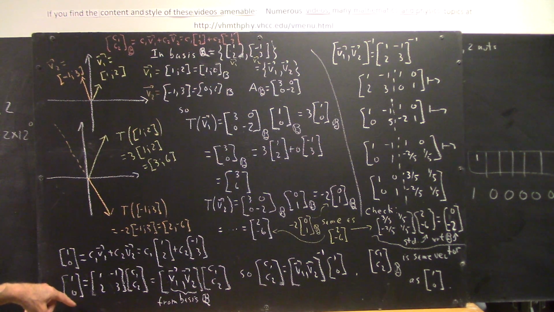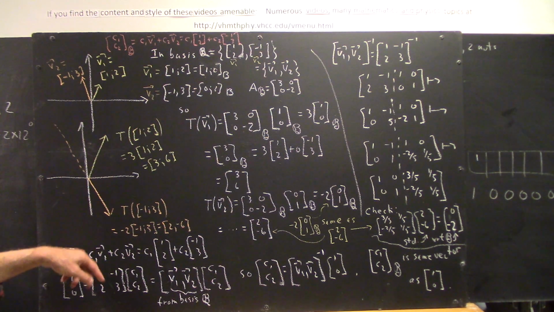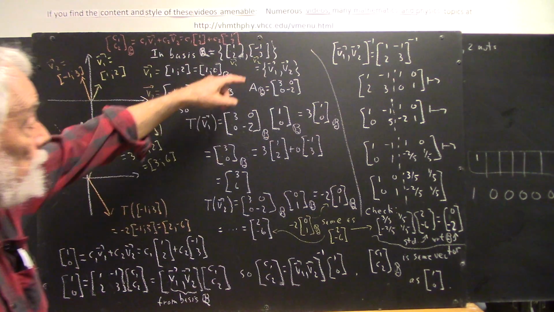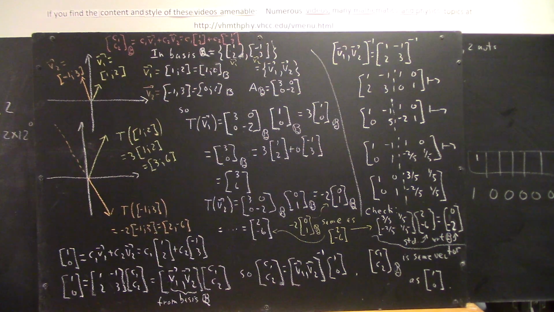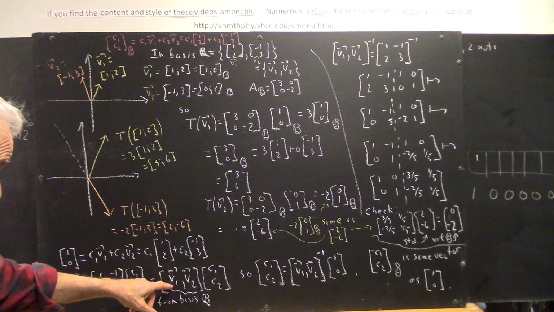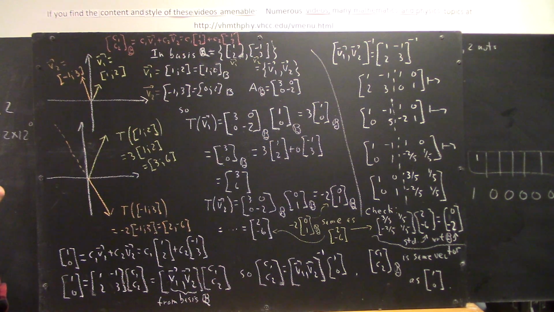So the 1, 0 vector is equal to this matrix times the c1, c2 vector. Now, what's this matrix? The first column is our first basis vector. The second column is our second basis vector. So I'm going to call this matrix the v1, v2 matrix.